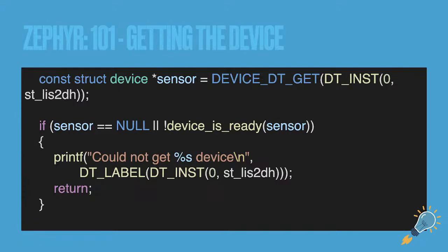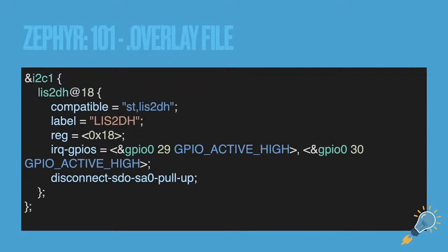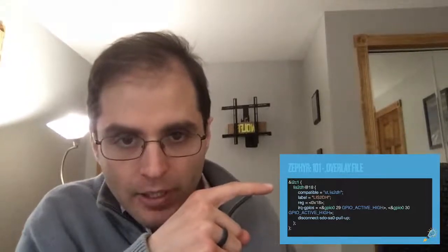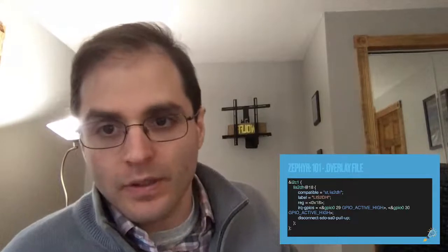If you look back here, with the DT instant or INST, we're getting the first instance of ST-LAS2DH, and that instance is really looking at that compatible line. If you look at this compatible line right here, it has the ST, LAS2DH. Essentially, what it's going to be looking for is that. It takes that comma, gets rid of it, and replaces it with an underscore. So it's looking for ST underscore LAS2DH.